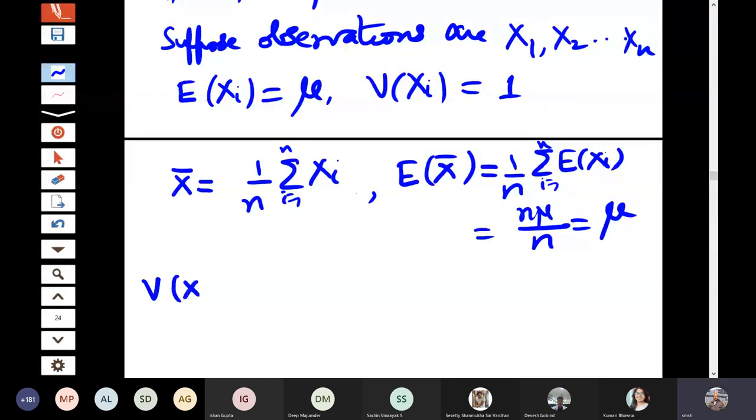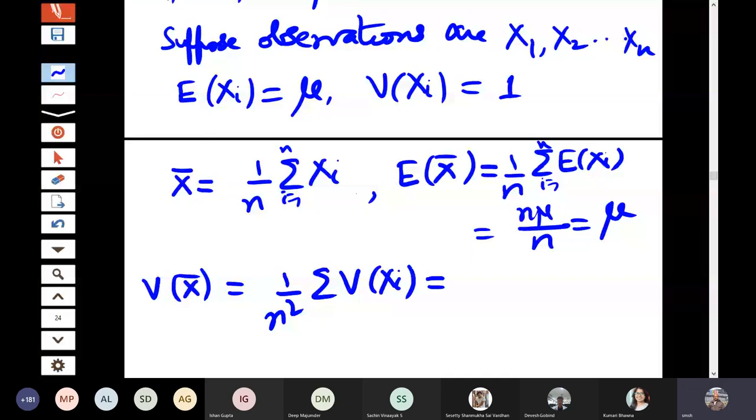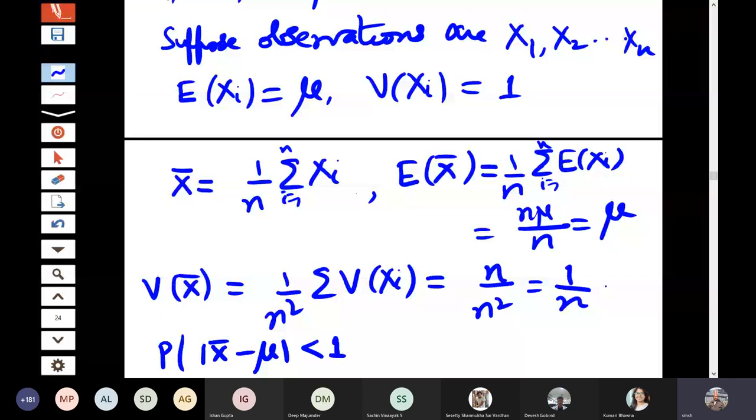What is the variance of x bar? The variance of x bar is 1 by n square sigma variance of xi. So that is n by n square, that is 1 by n. Now I ask a question about the probability of mod of x bar minus mu less than 1. We are saying that the mean of the observations does not differ from mu by more than 1.